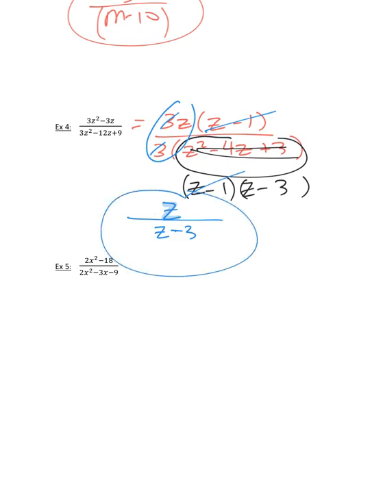And again, you can't cross cancel anymore. You can't simplify anymore because z is not a factor of z minus 3. It has to go into the whole thing. They have to have a common factor throughout the whole thing.